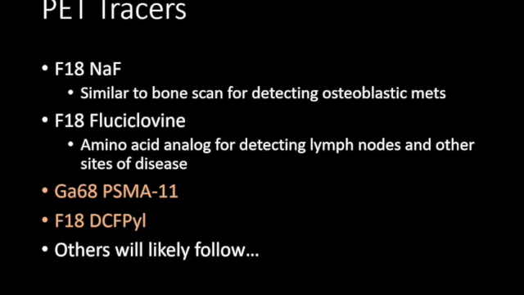Next is F18 fluciclovine, or trade name Axumin. This is an amino acid analog which detects lymph nodes and other sites of metastatic disease. This takes advantage of the fact that prostate cancer has upregulation of amino acid metabolism. The two tracers that we'll be focusing on are the state-of-the-art PSMA tracers. These are gallium-68 PSMA-11 and F18 DCF-PYL.